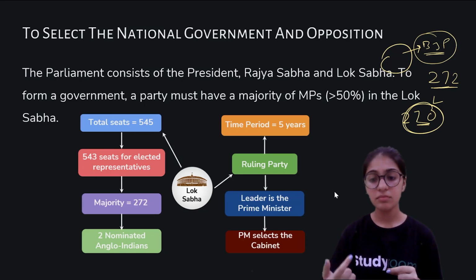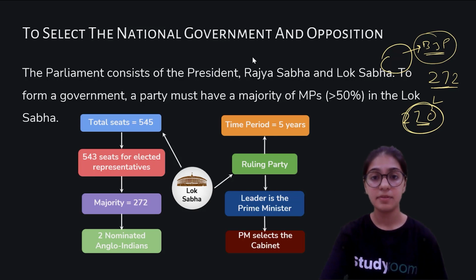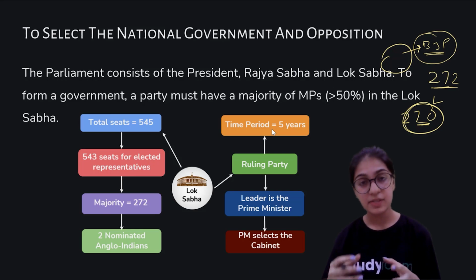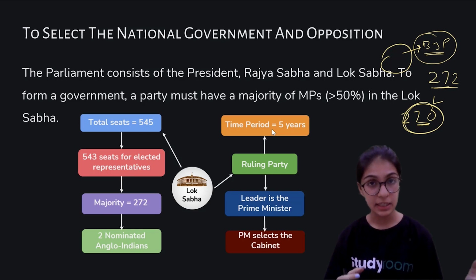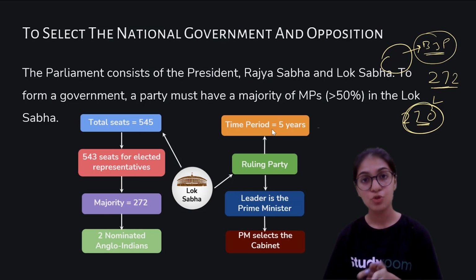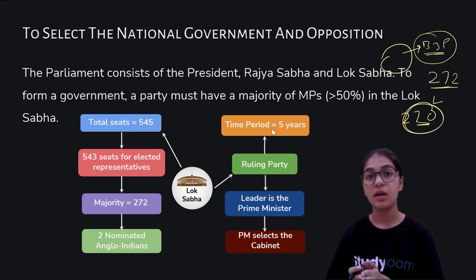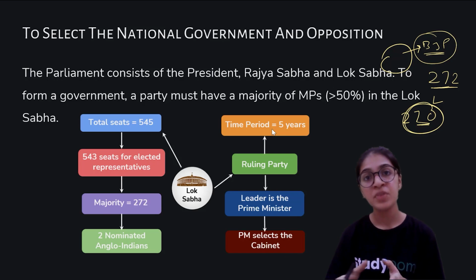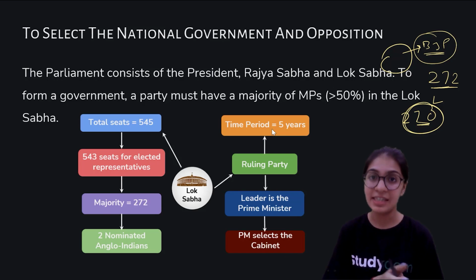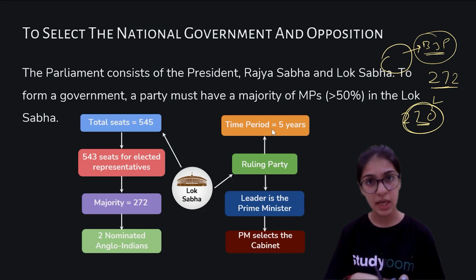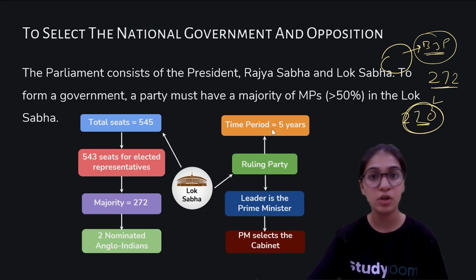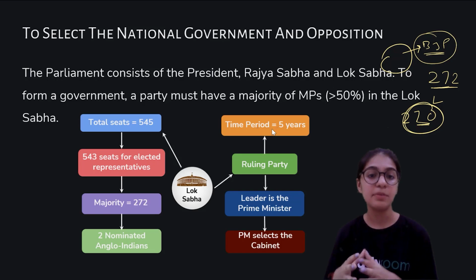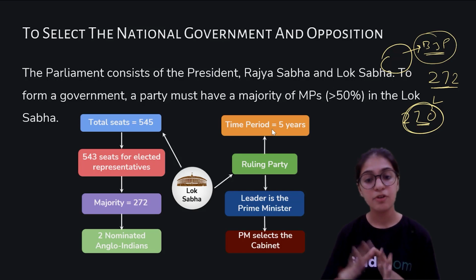Anglo-Indian communities. Anglo-Indian belongs to that community wherein if there is a child, his father is a foreigner and mother is an Indian. So in that case, the president chooses 2 people from that particular community wherein the father is a foreigner and not an Indian, whereas the mother is an Indian. So in this exclusive case, the president chooses 2 people directly. That is not through direct elections. The president themselves chooses 2 people from that community. So 2 seats are reserved for that community.